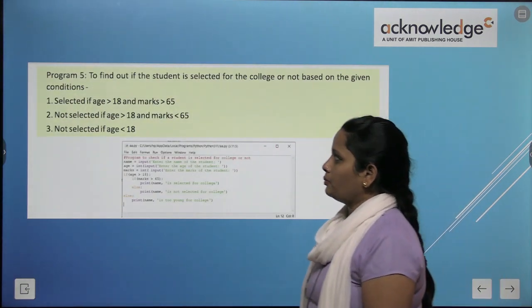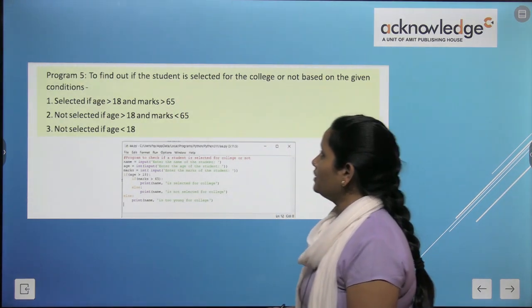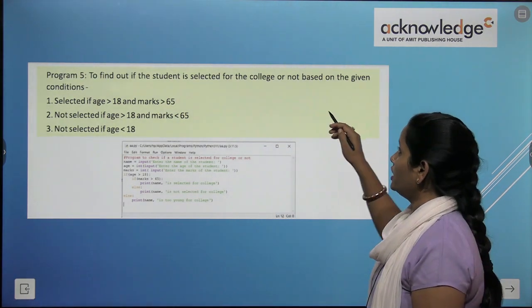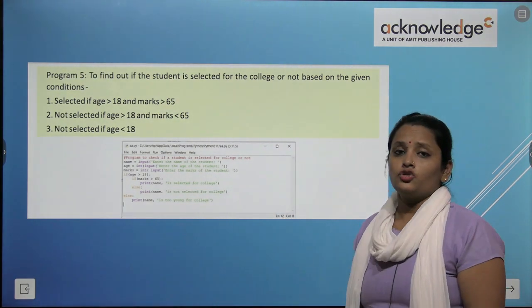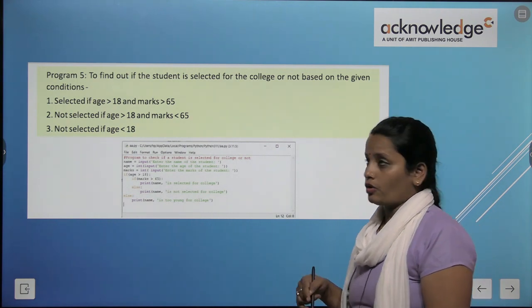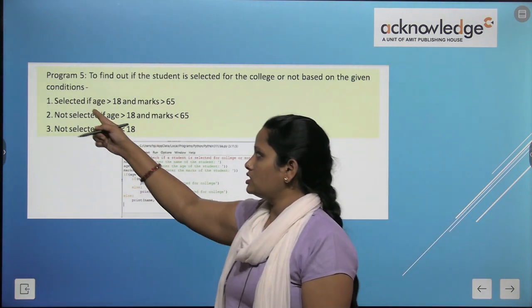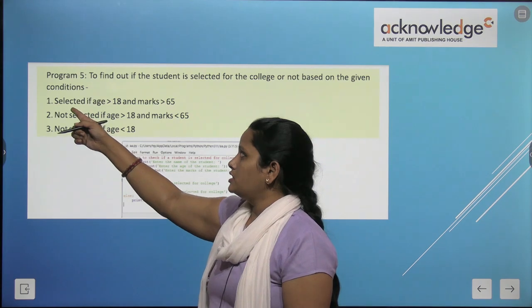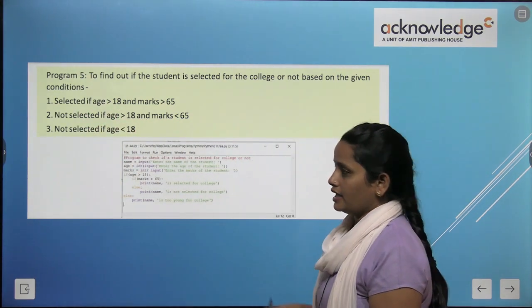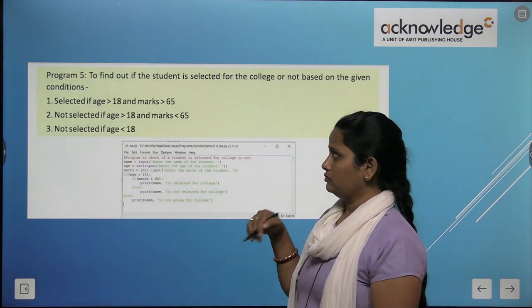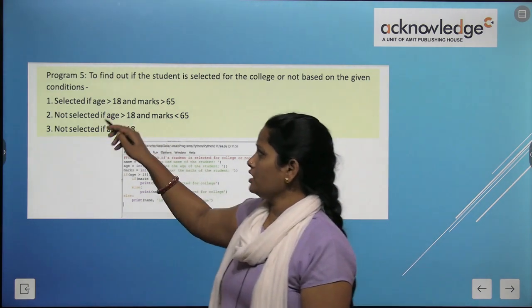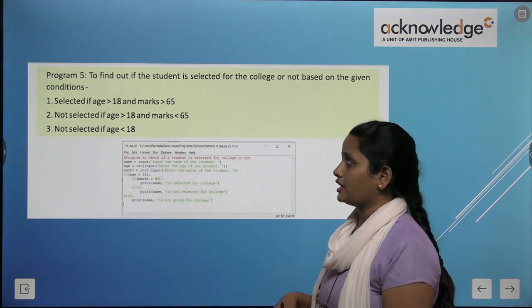Now, look at the program to find out if the student is selected for the college or not based on the given condition. So, एक बच्चा है वो कॉलेज में select हुआ है नहीं हुआ है. You have to find out. Some questions are given here. Selected if age is greater than 18.